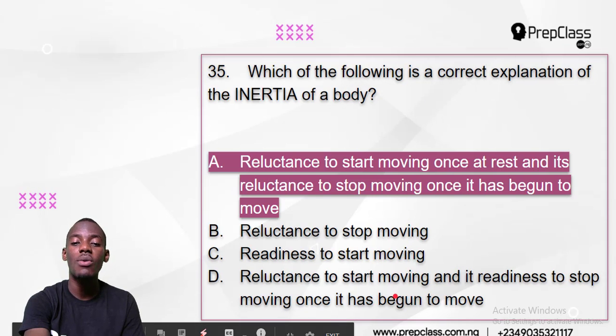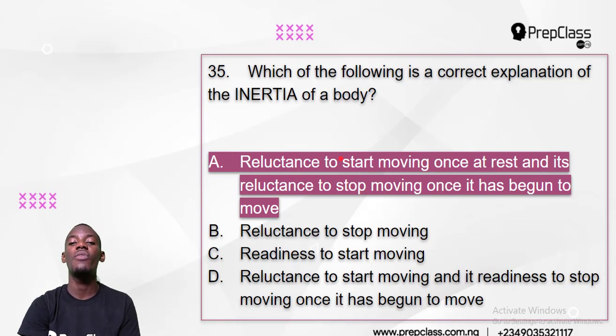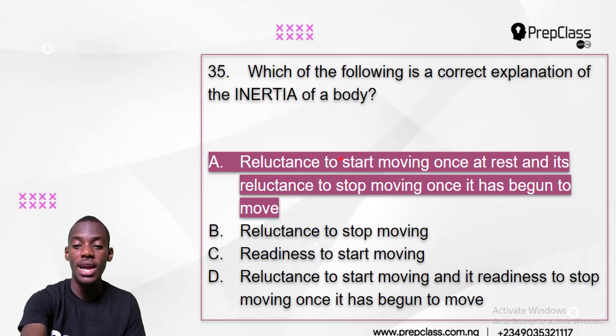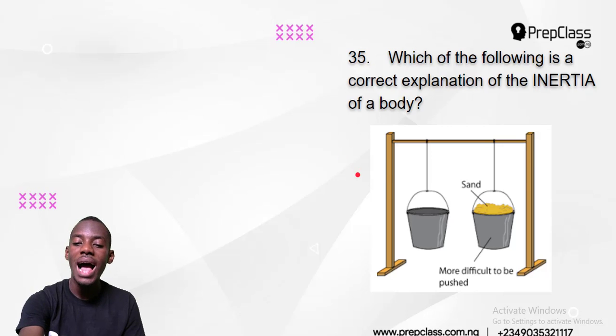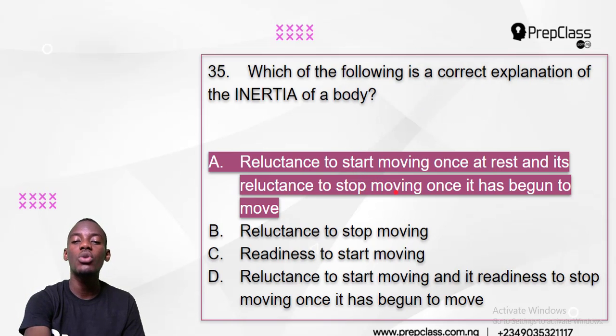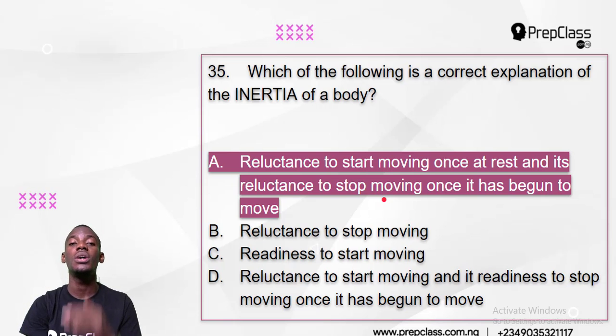So the simple answer to that question is therefore A, and the reason is because inertia is reluctance to start moving. It doesn't want to move, like this bucket. It doesn't want to move, and it's reluctant to stop moving once it has begun to. So if you set it into motion, it will not easily stop moving, and that's what I mean. It has reluctance to start moving, and it has reluctance to stop moving once it has begun to move. And this is made clear by the first law of motion. A body will remain at rest.